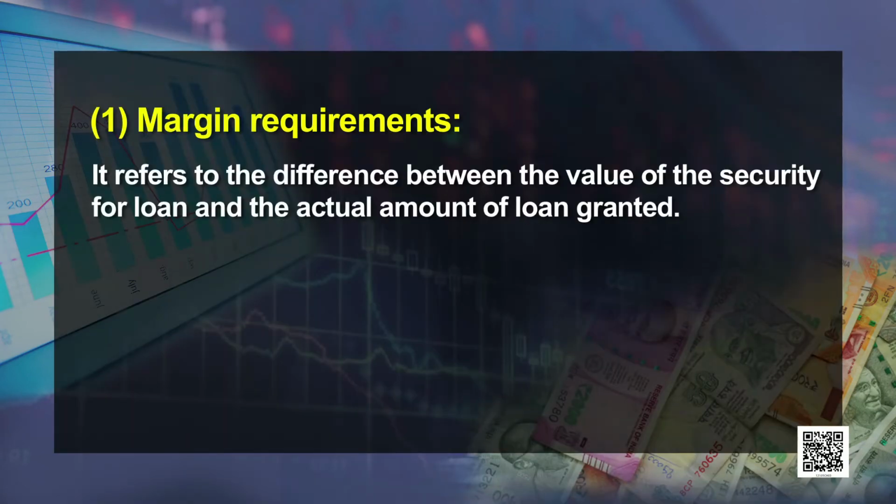Margin requirement refers to the difference between the value of security offered for loan and the actual amount of loan granted. So the margin is actually a difference between what I offer to the bank and what the bank offers to me. Let's suppose I have a property or a building which costs 100 crores of rupees. The bank won't lend me 100 crores on its security. The bank would obviously loan me a lesser amount. Let's suppose that amount is around 70 crores.